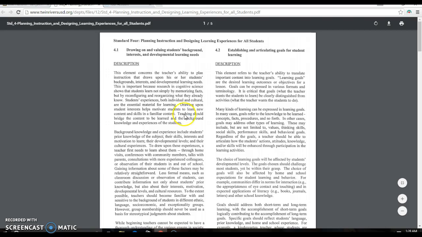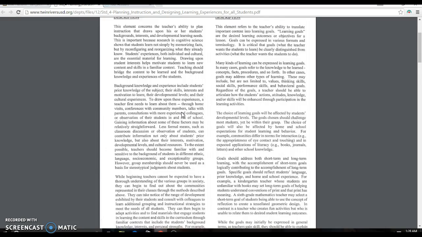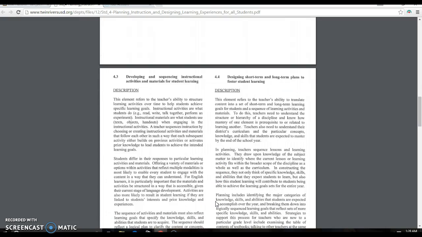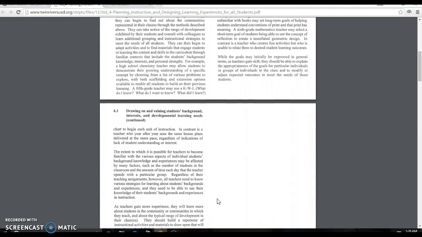So basically, this website covers drawing and evaluating students' background, interest, and development learning needs. It establishes and articulates goals for students' learning, developing and sequencing instructional activities and materials for the students' learning, designing short-term and long-term plans to foster the students' learning. So you as a teacher, you have to set a goal for the whole class, and then you should set goals for each individual student.